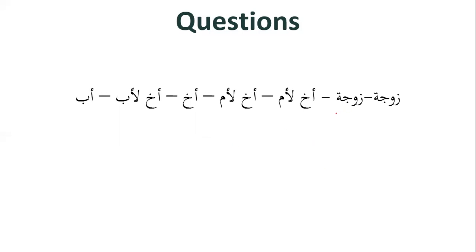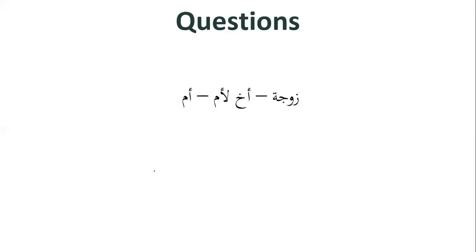So over here, there's no ibn, there's no bint. The two zawjas together will receive 1/4 of the inheritance. The akh li ummin will be mahjub because of the ab, and the ab will receive asaba. In this question, there's no ibn, there's no bint, so the zawja will receive 1/4, and the akh li ummin will receive 1/6.